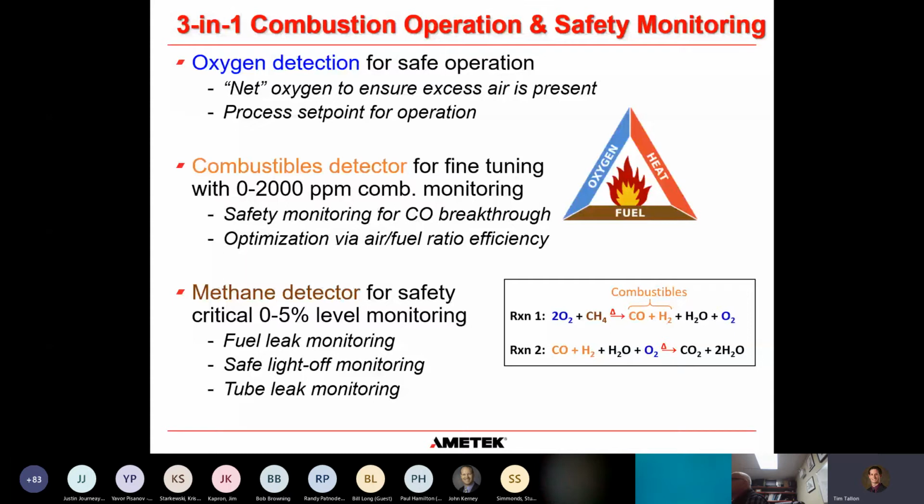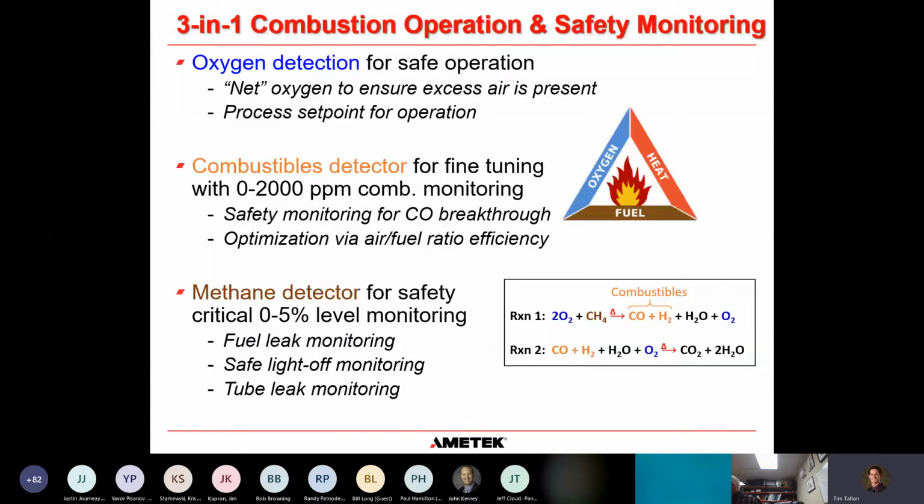And you use the combustible detector for fine tuning, for 0 to 2000 ppm combustion monitoring and monitoring of combustibles. That provides a safety monitoring mechanism for measuring carbon monoxide breakthrough, as we talked about very early in this presentation, but it also provides a means of optimizing your set point for air to fuel ratio efficiency. But again, where the methane detector really fits in is it provides that extra visibility for higher viewpoints of safety monitoring.